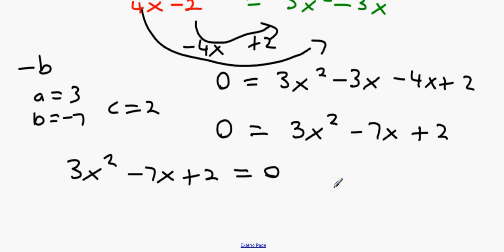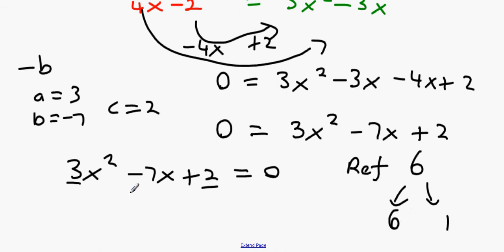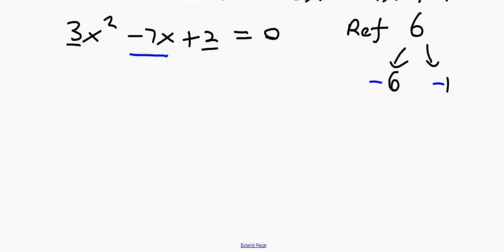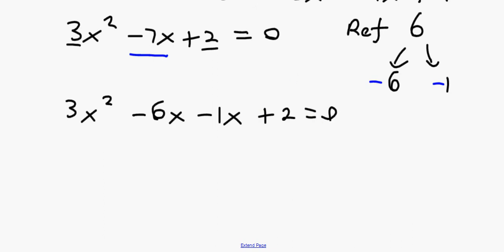I'm going to try the reference number. The reference number is 3 multiplied by 2, which is 6. Break up 6 into 6 and 1. We want minus 7 in the middle, so that's going to be minus 6 minus 1. And what we can get here is 3x squared minus 6x minus 1x plus 2 equals 0, because the 7x is breaking up into minus 6x minus 1x.